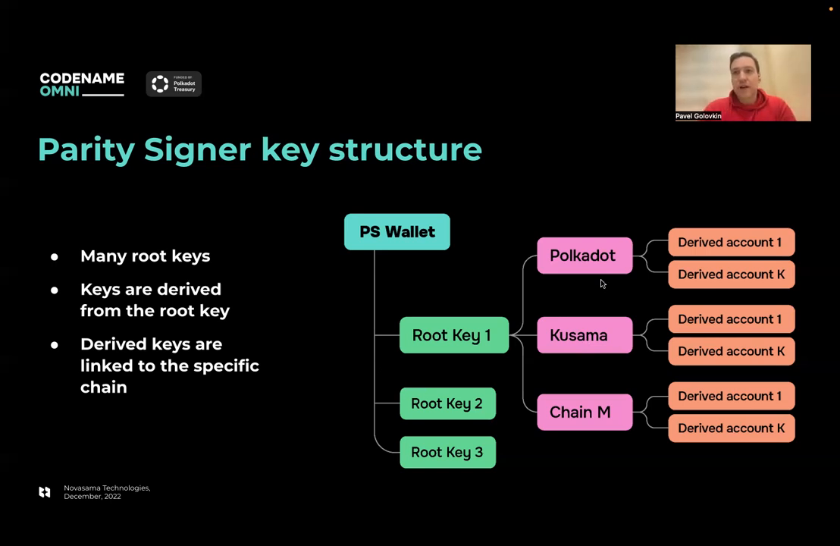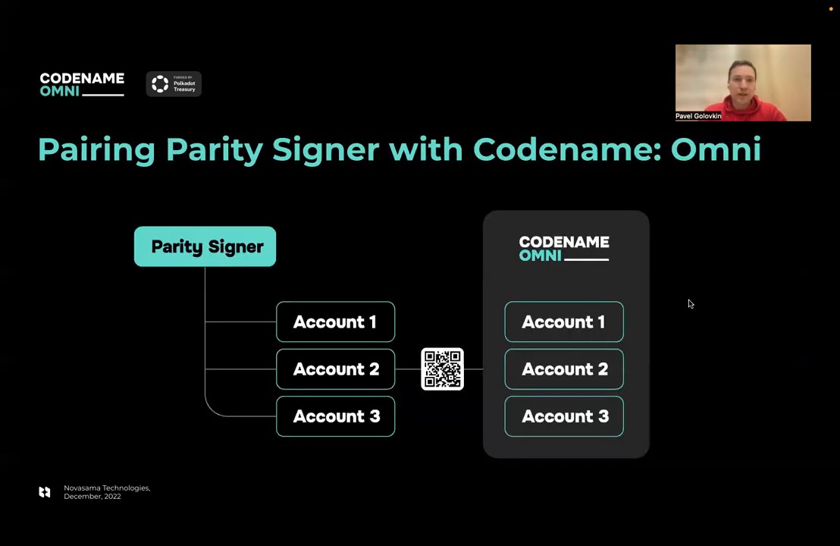And in this structure, you can have a lot of derivation paths, a lot of keys, and it's really hard to import all these accounts one by one into the Omni application. So that's why we designed this pairing feature that allows exporting all accounts from the Parity Signer using a QR code and importing all these accounts into the Omni application using the same QR code. And these accounts will be stored in the multi-shard wallet in the Omni application.